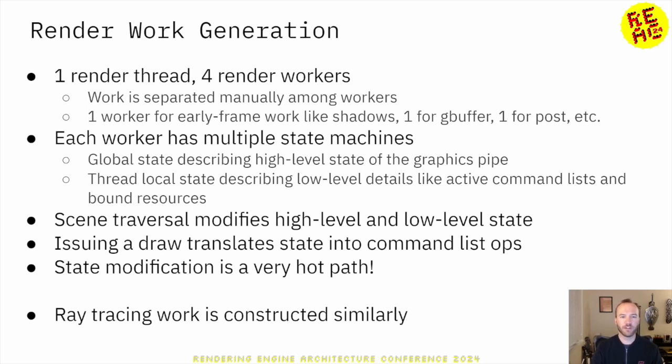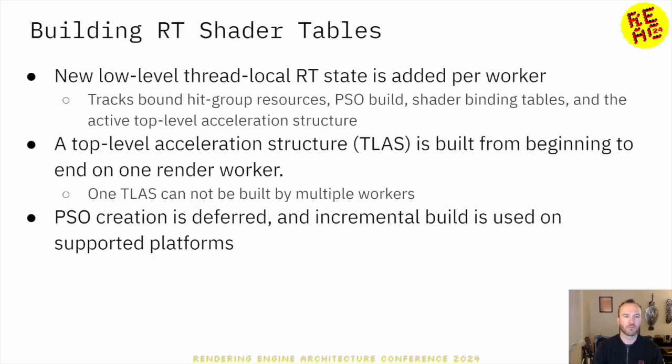Traversing over the scene involves modifying both high-level and low-level state. Typically, high-level state is modified first, and then the push of a draw call flushes the high-level state into low-level state, and then flushes the low-level state to the command list. The most important takeaway here is that this setting, transferring, and flushing of state is a very hot path. Being the main architectural paradigm of the core graphics engine, it meant that the ray tracing work generation would naturally follow this path as well.